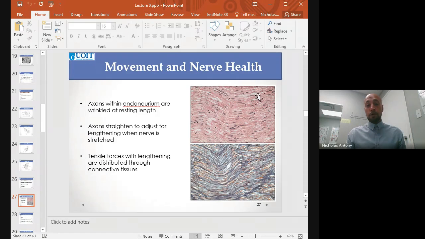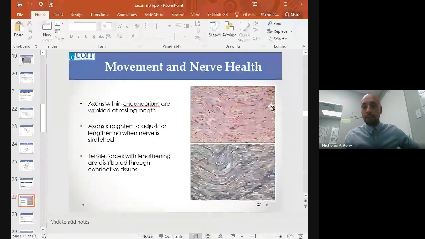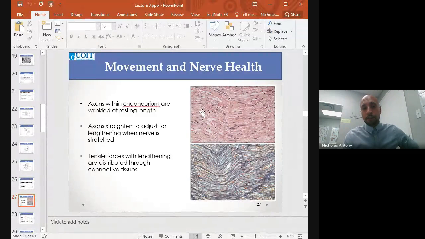So here we have a cross section. Remember how before we looked at a cross section this way? Now we'll look at it this way. So you're looking at this. So this is the wire. What do you notice about the wires, the axons? See how they're kinked?